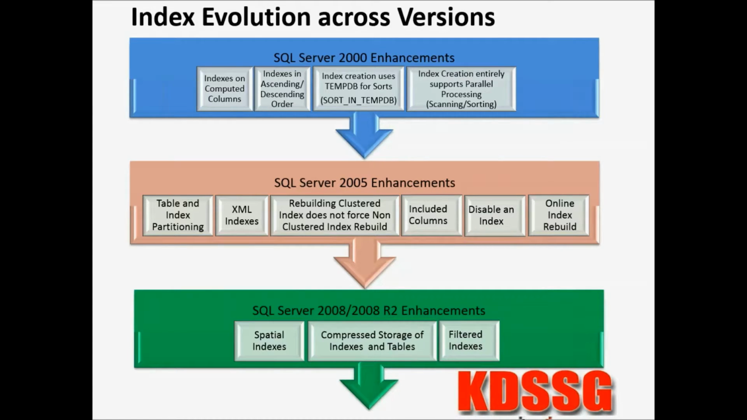The biggest advantage is table and index partitioning. You can break your table into pieces, or rather your index also can be broken into pieces. If you have very big tables in terabytes, you can break them into small chunks, depending on a range or whatever value you're trying to segregate. XML indexes were a new introduction in 2005.